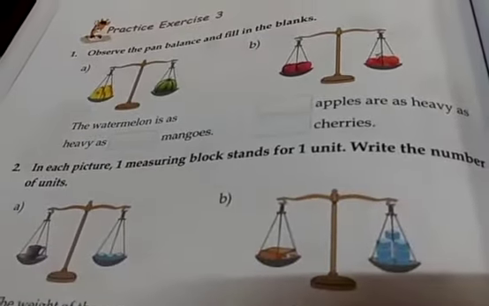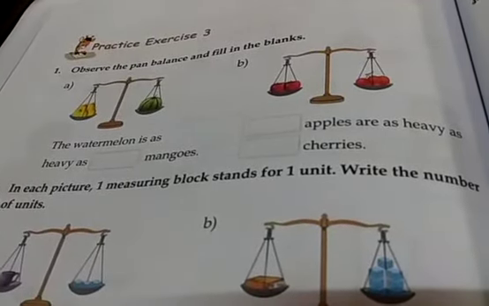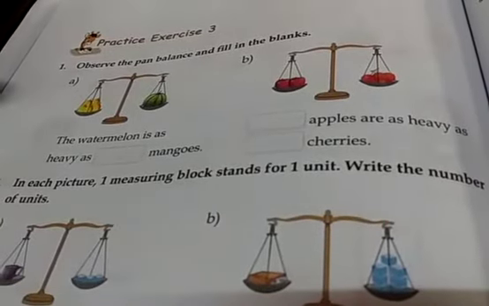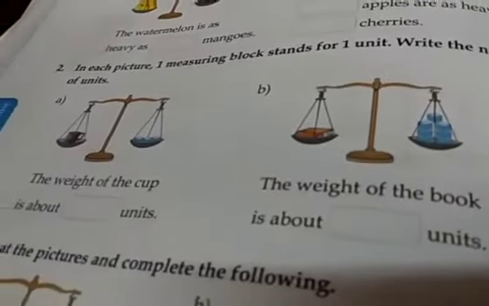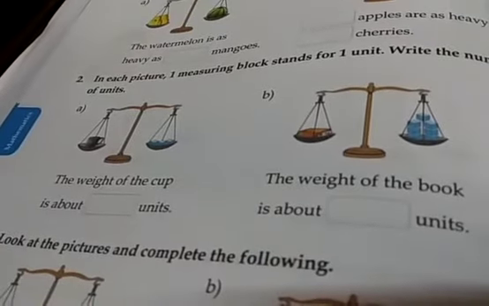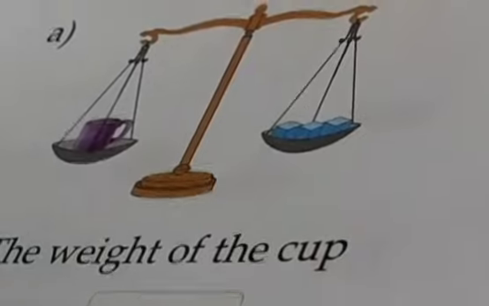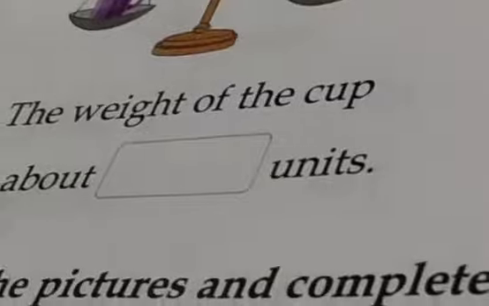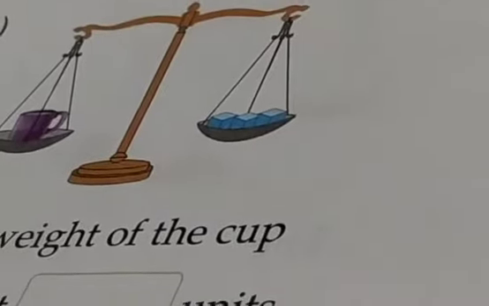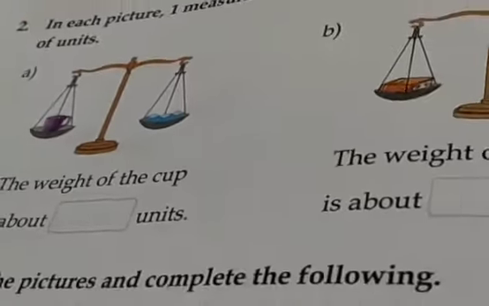Now see your exercise number 3. First main, observe the pan balance and fill in the blanks. You have to see which is the heavy. You have to fill in the fill-ups. Now second main, in each picture, one measuring block stands for 1 unit. Here they have given the blocks, blue color you can observe here. This stands for 1 unit. Now the weight of the cup is about dash units. Now 3 blocks are there, means you have to write 3 units. So in the same way, you just look at the pictures and complete the following.